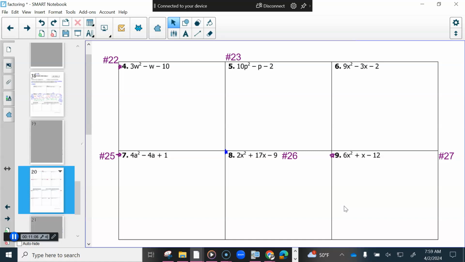Alright, group 4. Negative 2w plus w. I'm going to say something there isn't right, because we shouldn't have 2 w's.